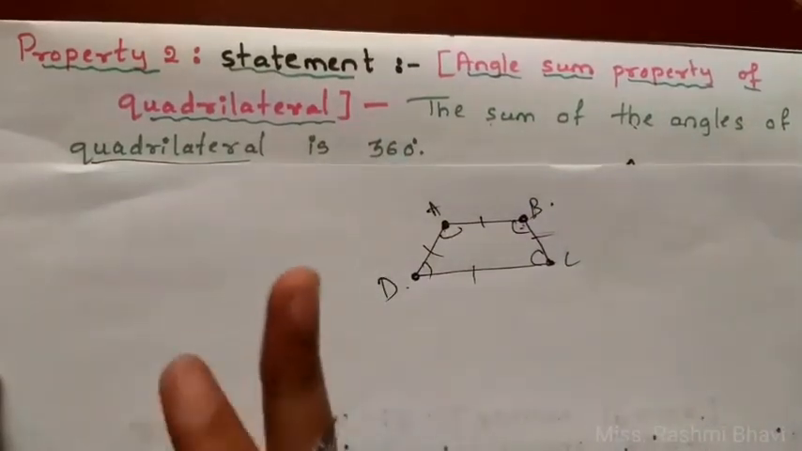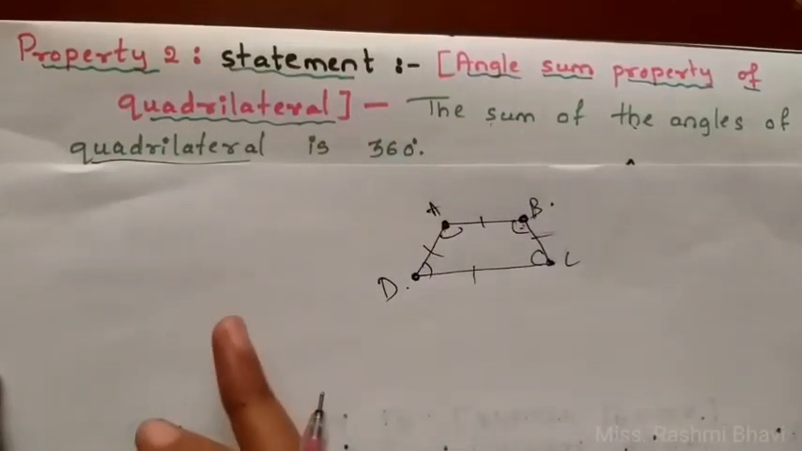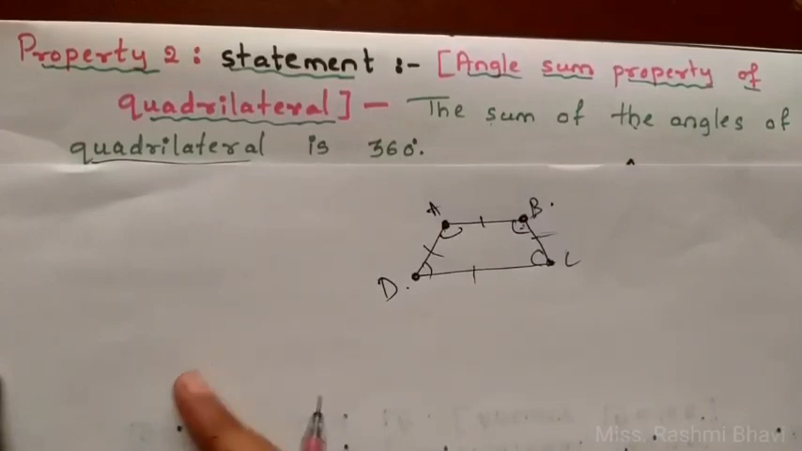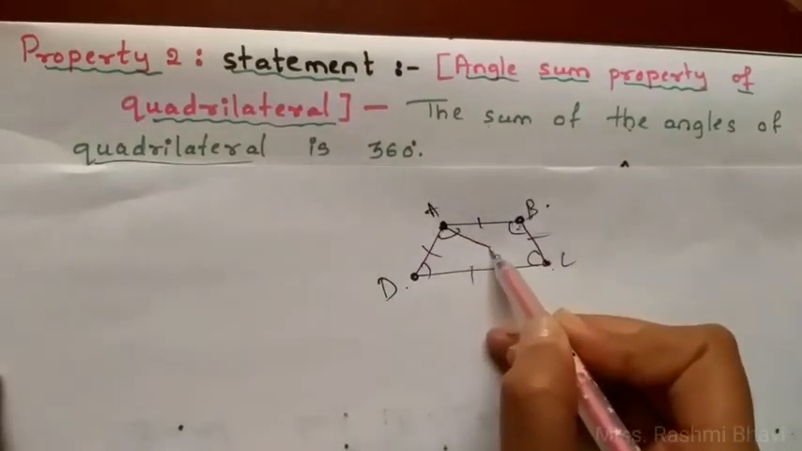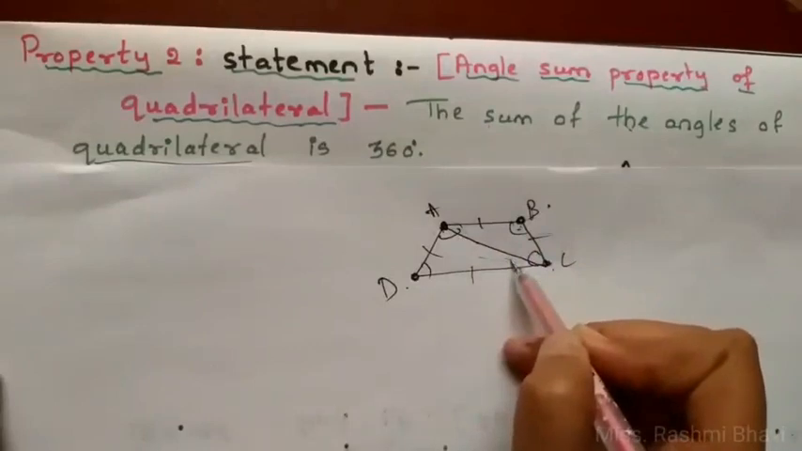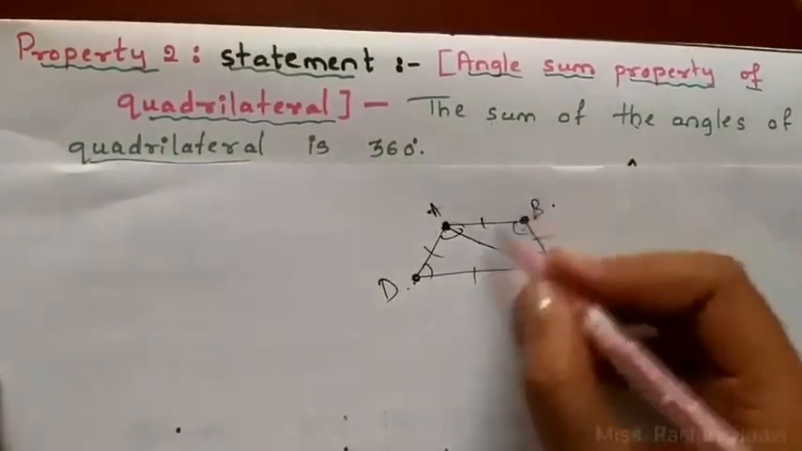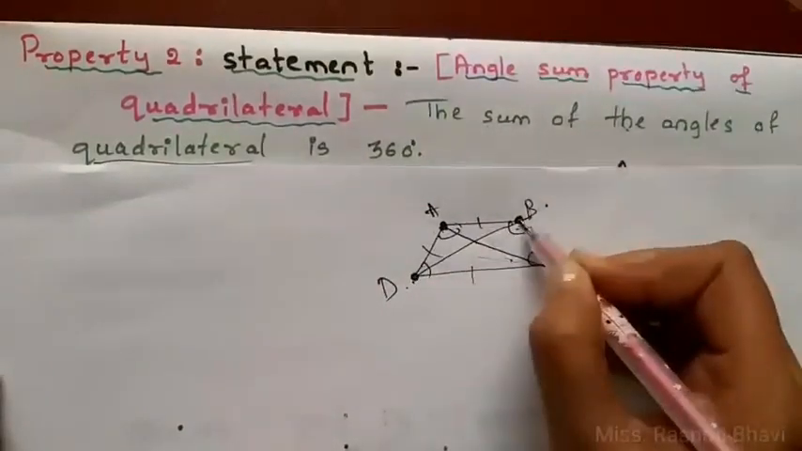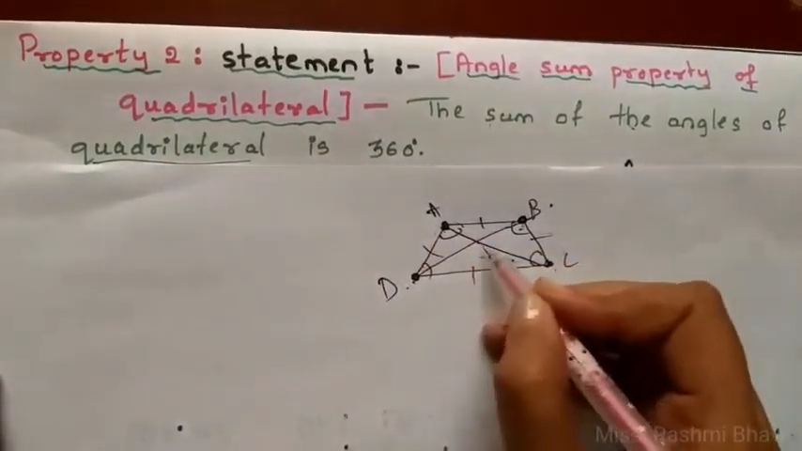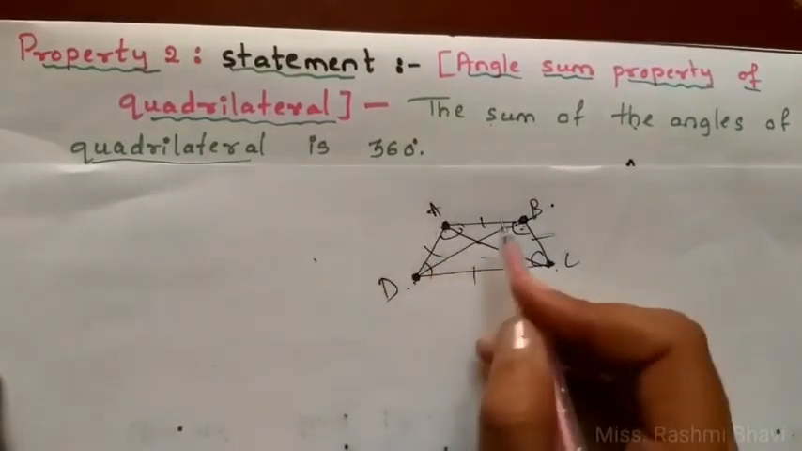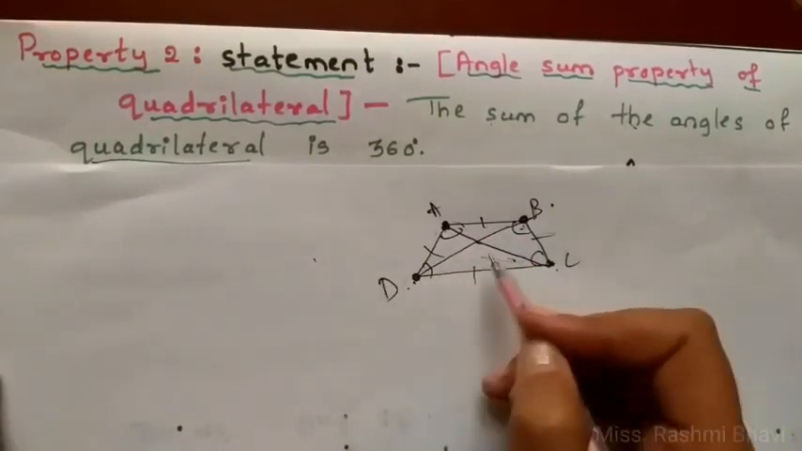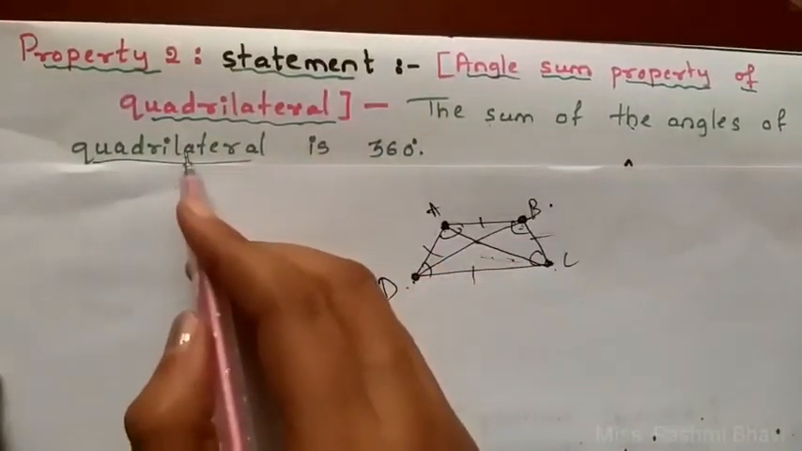In a quadrilateral we have 2 diagonals. The diagonal means the line segment joining 2 non-consecutive vertices, that is, 2 opposite vertices. Here A's opposite is C. So if we join A to C, it is said to be a diagonal. D's opposite is B. When we join D to B, it is said to be one more diagonal. In the quadrilateral we have 4 vertices, 4 angles, 4 sides and 2 diagonals. This is the concept of a quadrilateral.